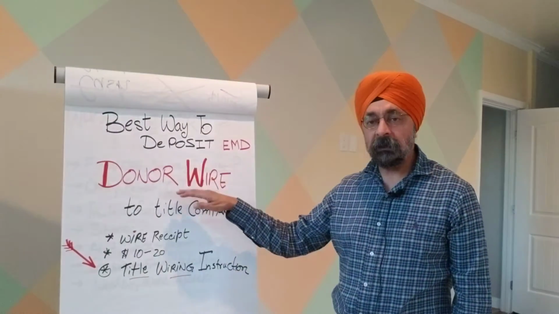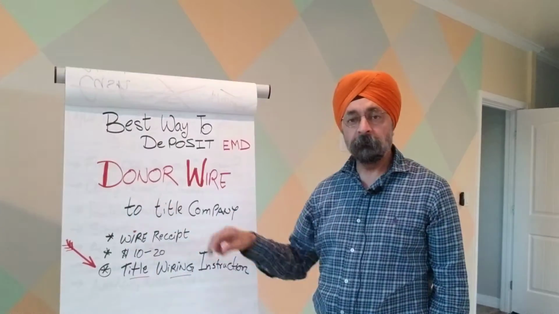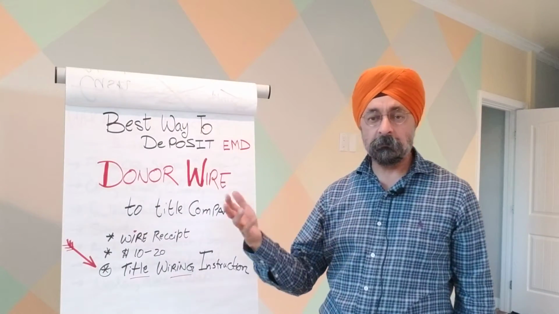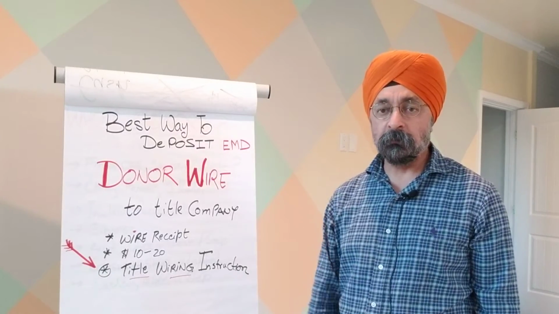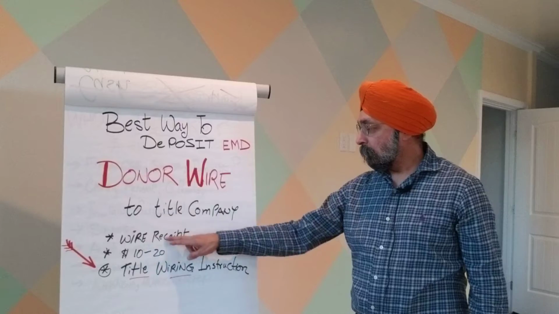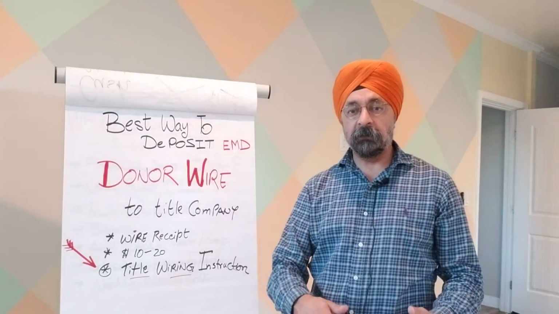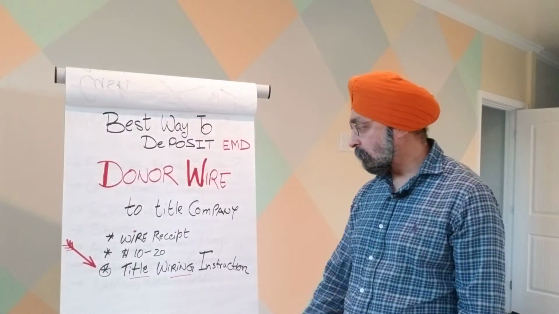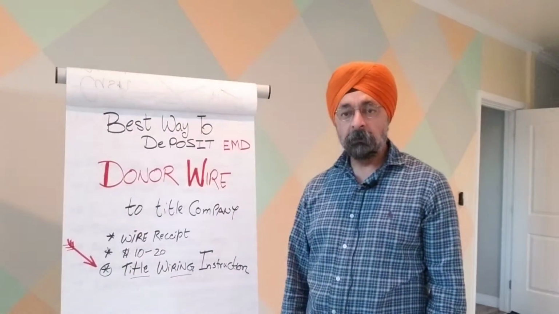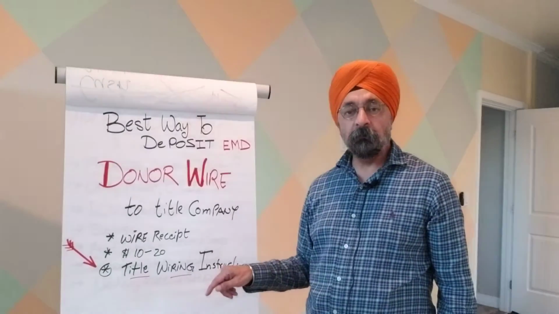So these are the guidelines which allow you to use donor funds. In that case, the father is an acceptable donor for the son. So all we need is a wire receipt. When you do a wire, you go to the bank, and they will give you a receipt. That is the only document we need. It takes about $10-20, and make sure you deposit to the title company.